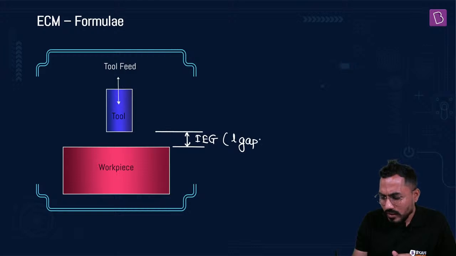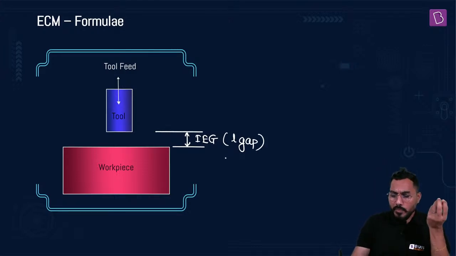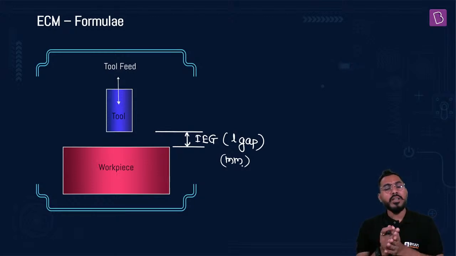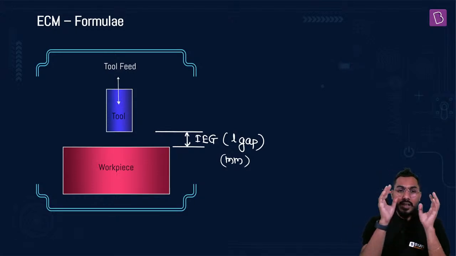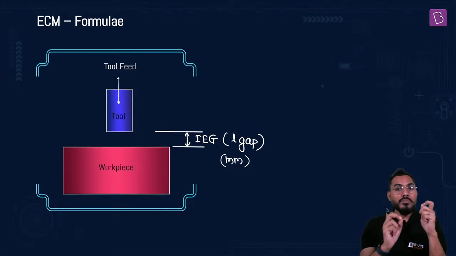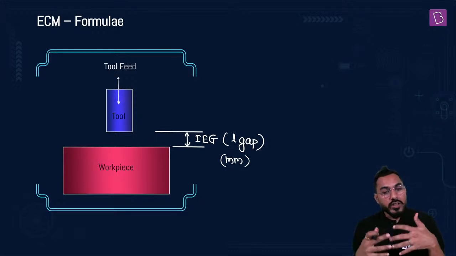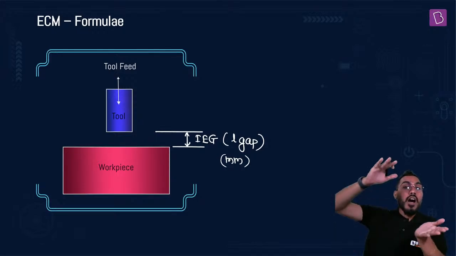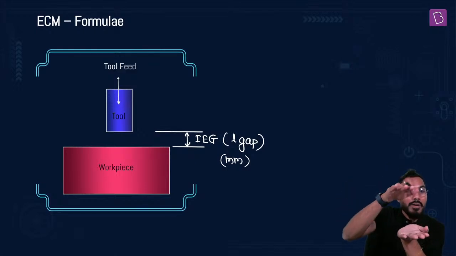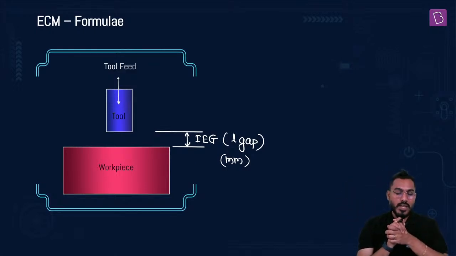Sometimes this is also taken as L gap. There is a certain distance, a gap. The gap is measured in millimeter. It can be 10 millimeter, 100 millimeter, depending upon the requirement. So the inter-electrode gap is denoted by L gap. L gap stands for inter-electrode gap. It is generally measured in millimeter, which is how much gap is maintained between my tool and the workpiece surface. Now assume that my tool has a circular cross section.